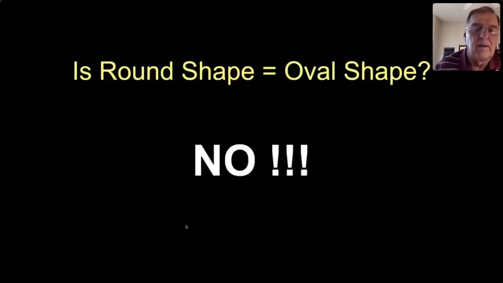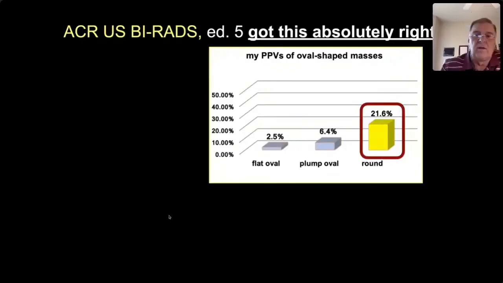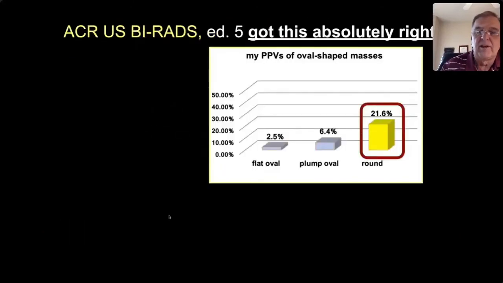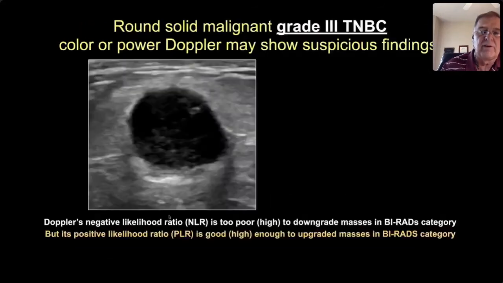Now, I'll say the same thing for round as oval. Approximately round is not round, it's irregular. So we want to be strict in our definition of what's round and not. Here are my PPVs for round. And when I compare with the readers, theirs was twice that, it was 40-some%. So they were calling stuff round, I was calling irregular.